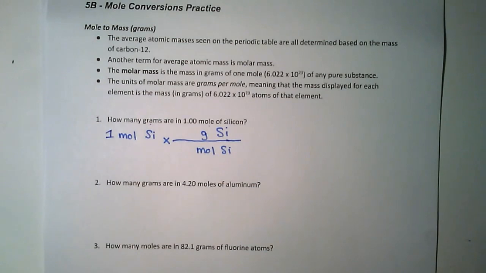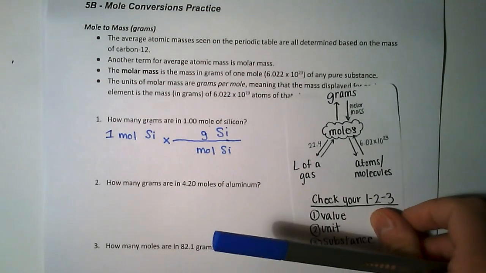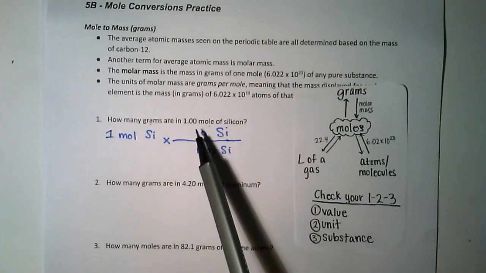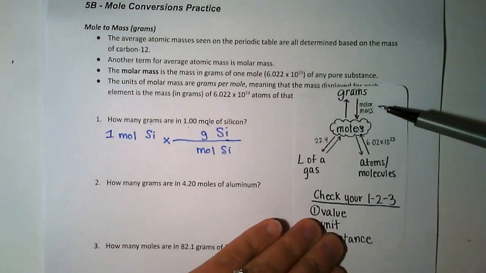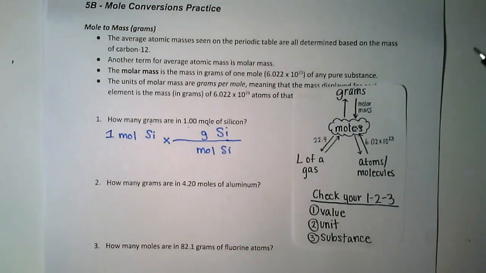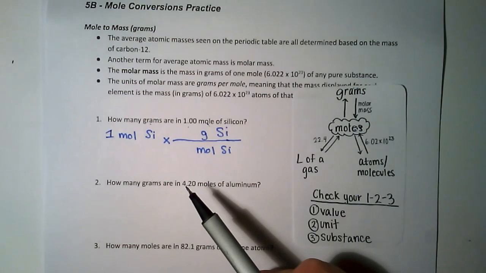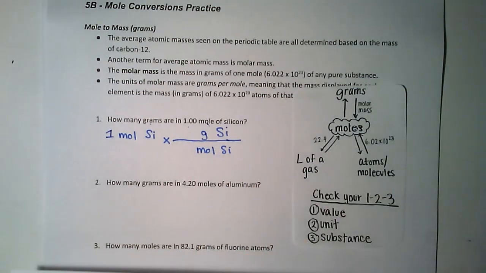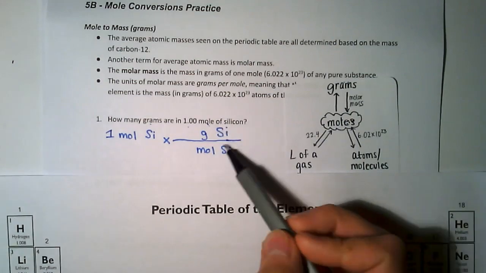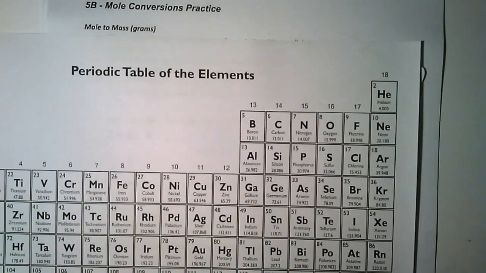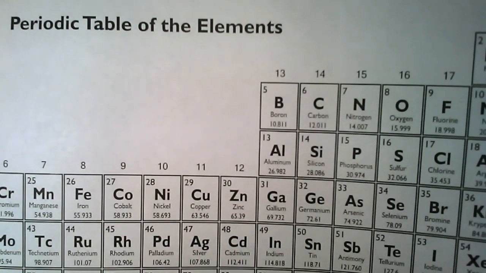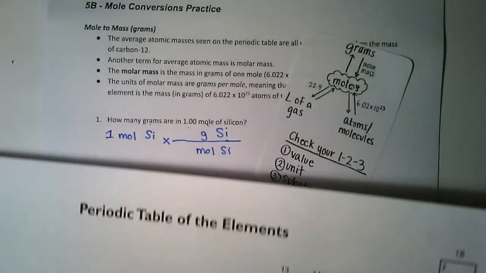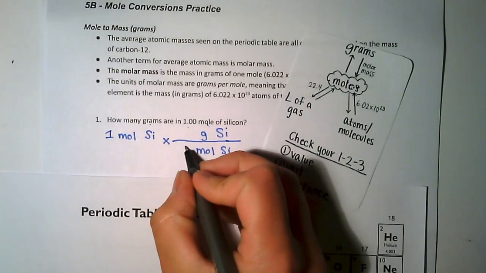So now, if you didn't know what to do here, you could have looked back at your mole conversions chart and said, okay, so the problem is giving me moles and I want to go to grams. So to get from moles to grams, I need to use the molar mass. And then from there, you could have set up your conversion factors and then recognize that we need to look at the periodic table to figure out the molar mass of silicon. So silicon is right here, and it says that the molar mass is 28.086 grams. And that's the number of grams that are in 1 mole of silicon.